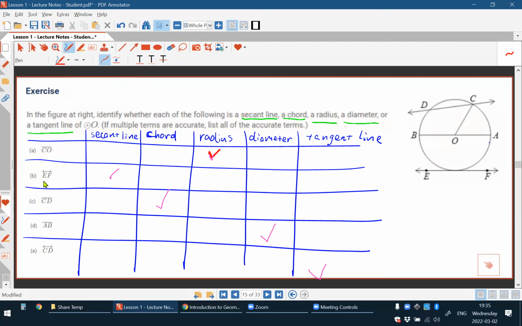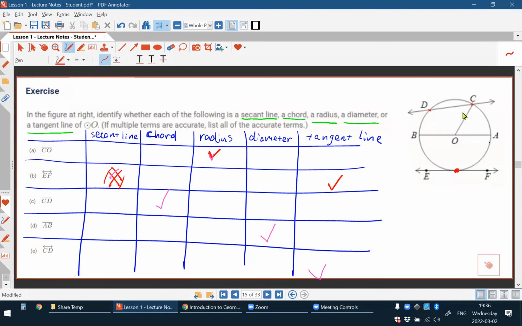So next, this is not a segment, this is a line, right? Because there is a bidirectional arrow above the two letters. So this is actually a line. And let's check if EF intersects the circle at one intersection point or two. Apparently, according to the diagram, there is only one intersection point. So this is a tangent line, not a secant line. A secant line has to be a line like CD, right? There are two intersection points. Do you understand?